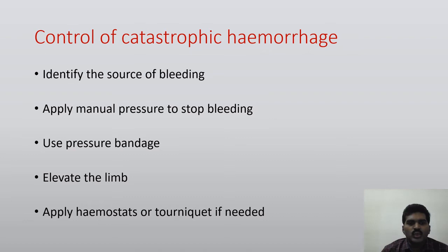Elevate the limb to reduce blood flow, and if there is an injury over the extremities, suppose a crush injury, you need to apply hemostats or tourniquets if needed. The hemostat or tourniquet should be applied as close to the wound as possible to preserve as much of the limb as possible following surgery.